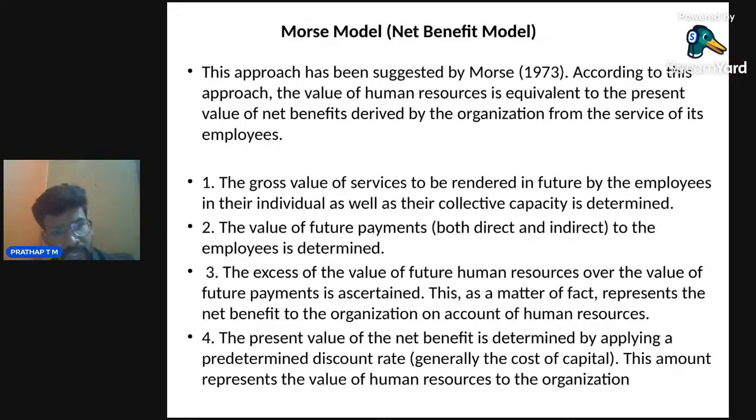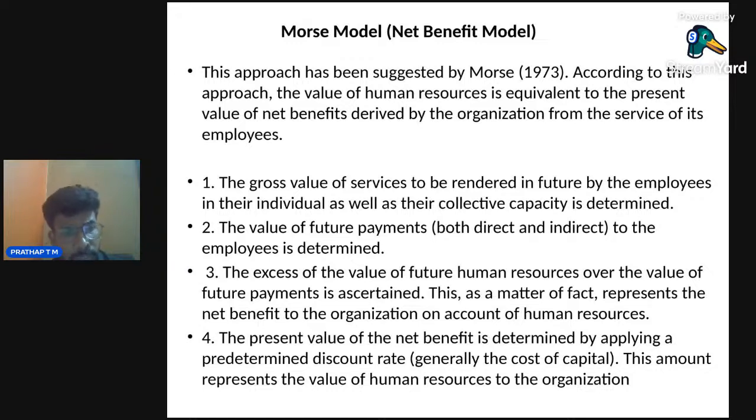That will be decided. The third one is very important: the excess of the value of future human resources over the value of future payment is ascertained. That is, what are the future human resources which are required? Let's take an example: when you diversify your business, you require more kinds of employees, right? That is also calculated in the third step of the net benefit method.